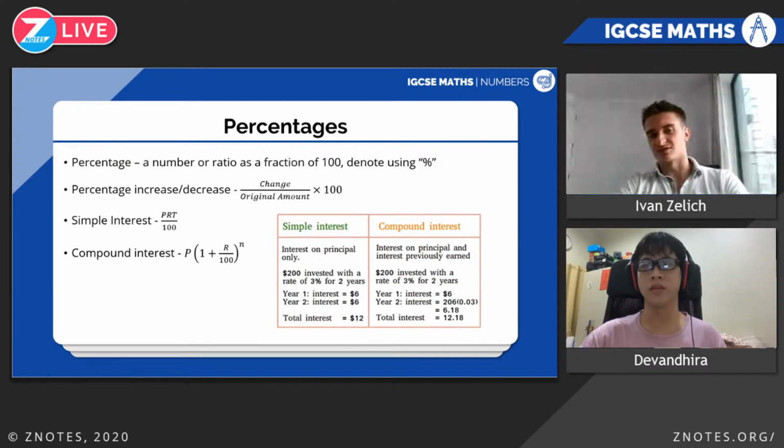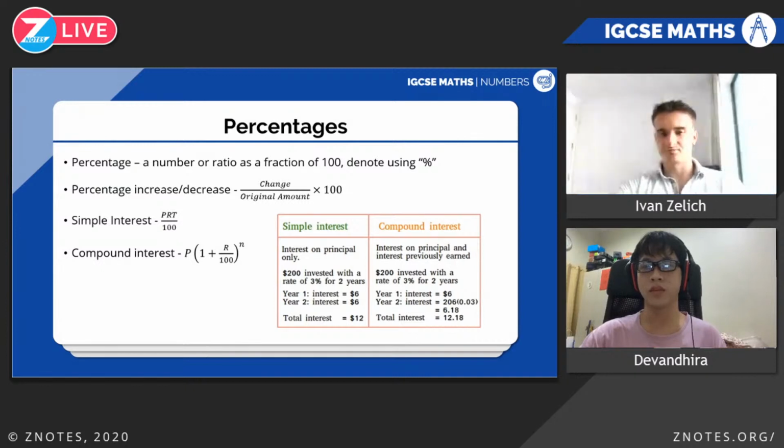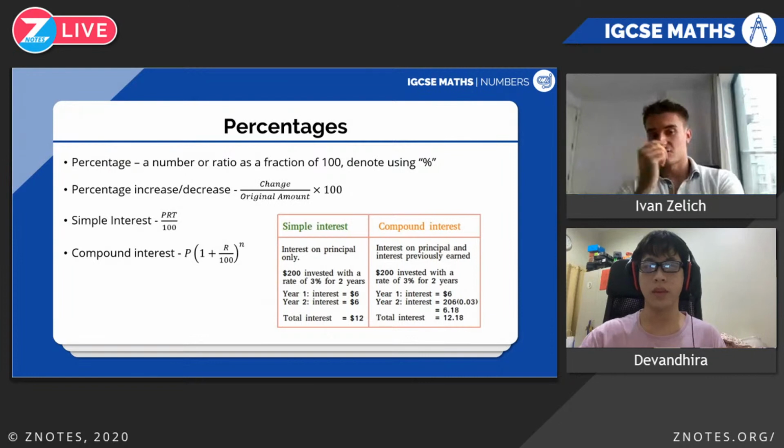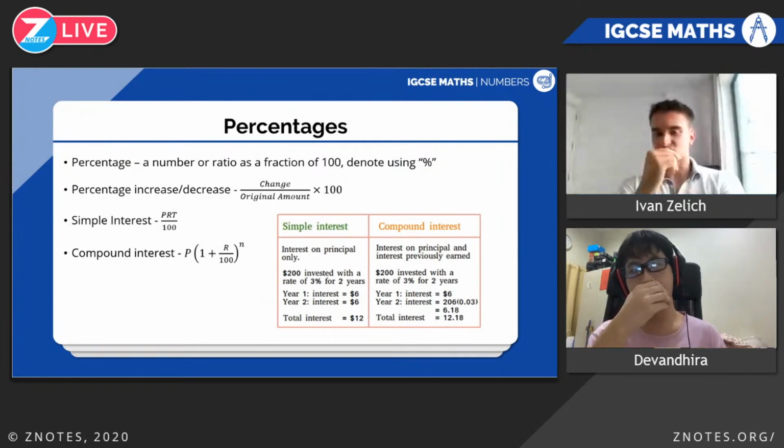But compound interest is a bit different. With this one, the ratio, the amount of increase, changes, gets bigger or less every year. And in this case, we have a compound interest example. In year one, the interest was $6, but in year two, the interest was $6.18. And so that's the key difference between simple and compound interest.